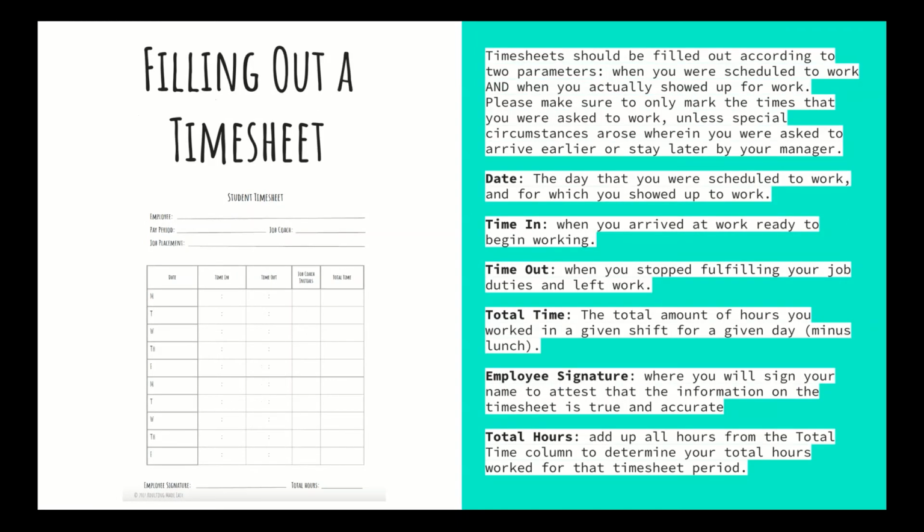All right, and the last part, filling out a timesheet. Timesheet should be filled out according to two rules: when you are scheduled to work and when you actually showed up for work. So you might be scheduled for a day and you don't go in that day. You cannot put down that you worked that day. That is falsifying information and you can get fired for it or they can fine you.